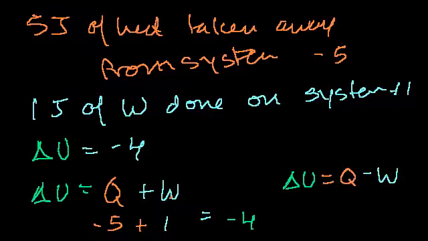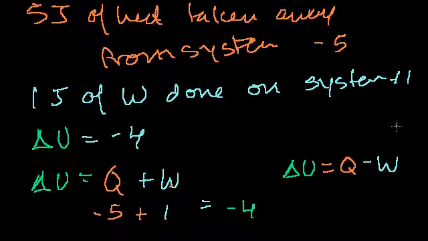Either way you see it on problems or in school, or maybe you take one class that does it one way and one class that does the other. If you use it this way, what was the heat added to the system? We had heat taken away, so it's minus 5. So minus the work that the system does. How much work does the system do? Well, the system had 1 joule of work done to it. So it did itself minus 1 joule of work. So it's minus 1.